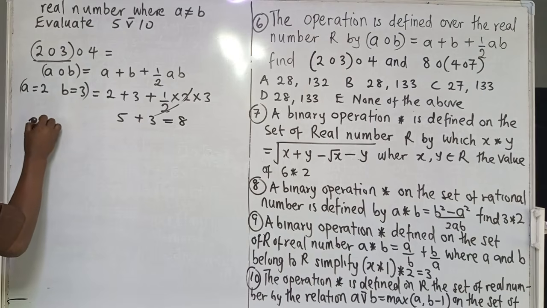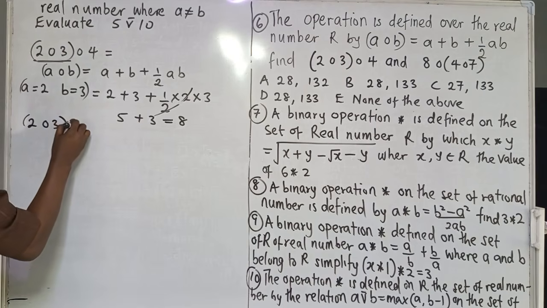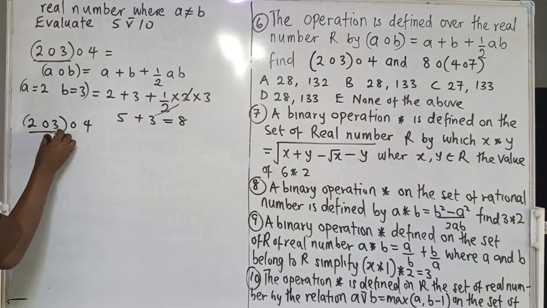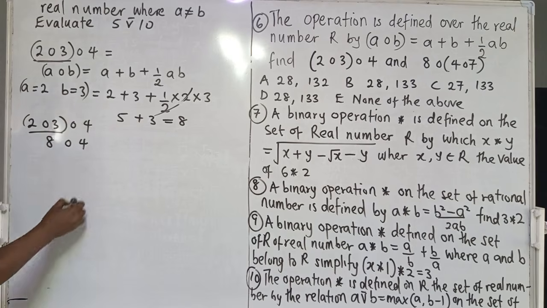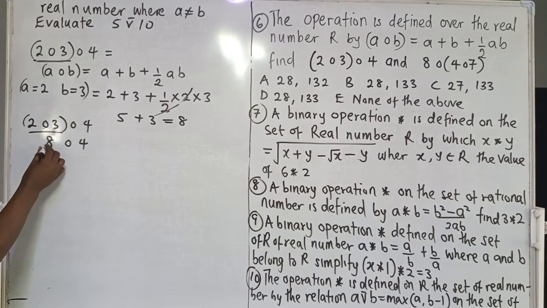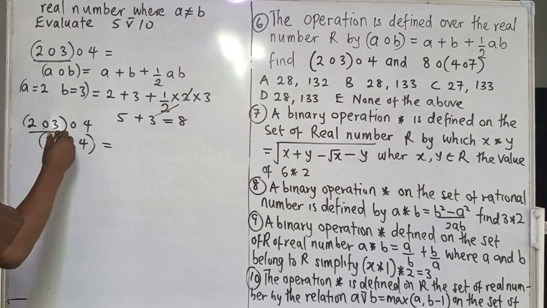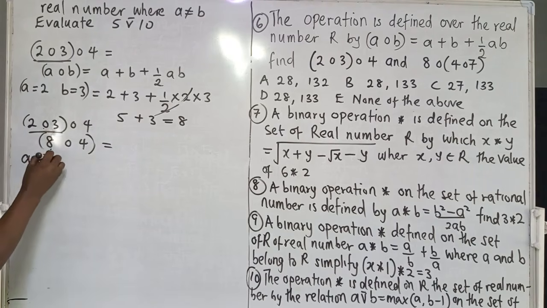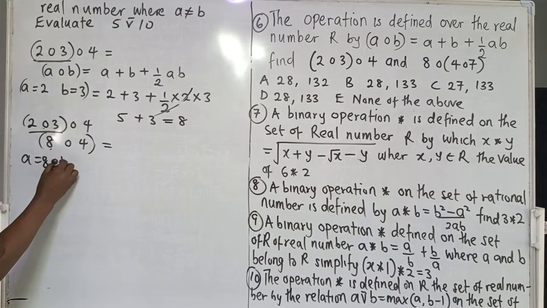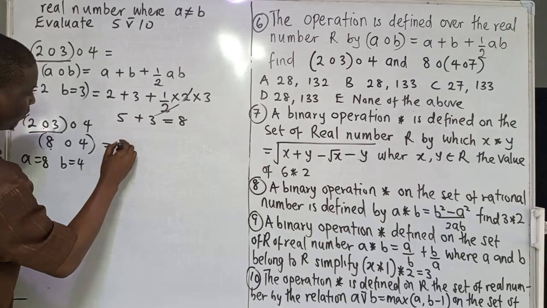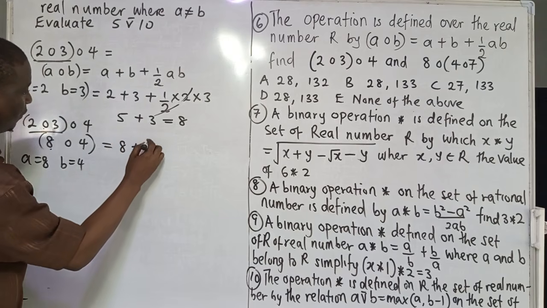So everything now, 2 operation 3, operation 4. This one has given us 8 operation 4 now. We have got it as 8 now. Reduce it to this format now. So we still go again. We have A is equal to 8 and B is equal to 4. Put it there. And 8 plus what?